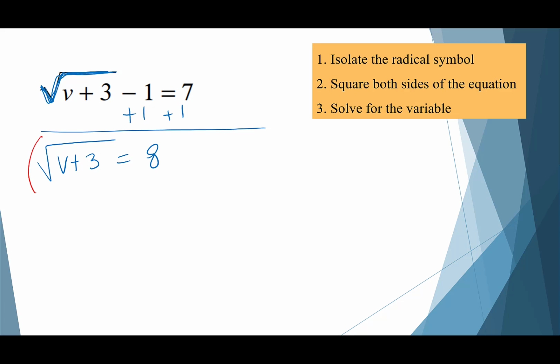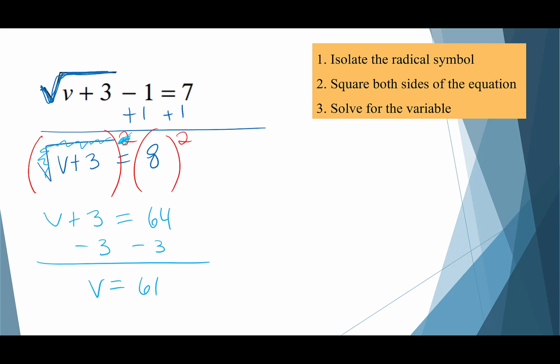And by square both sides, I mean we're just going to draw a set of parentheses and then put an exponent of 2. What happens here with the squaring of a square root? The exponent cancels the radical symbol. Out drops v plus 3. Now over here it's just 8. There's no radical symbol to cancel, and so 8 squared is 64. Subtract 3 from both sides, and v is 61.